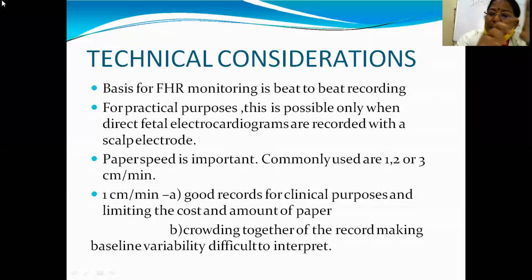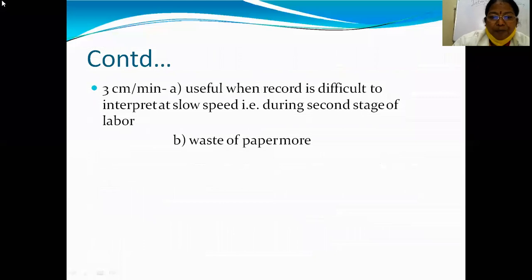The paper speed with which we are monitoring is also important. There is 1 centimeter, 2 centimeter, and 3 centimeter per minute. 1 centimeter per minute is a good paper speed, so that we have a good record for clinical purposes, and so that we can save the cost and amount of paper also. If we make it fast, there will be crowding together of the recording, so it will be very difficult to see the baseline variability.